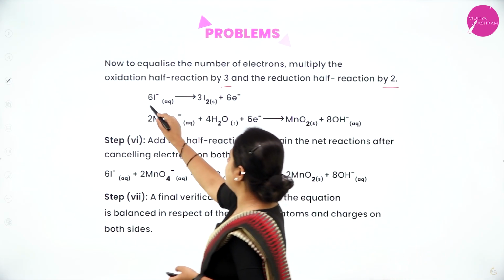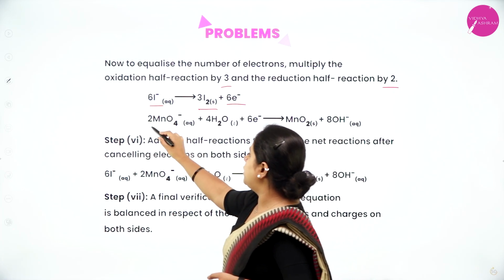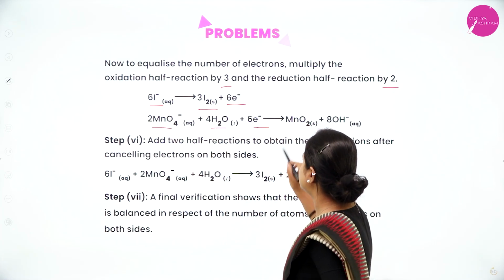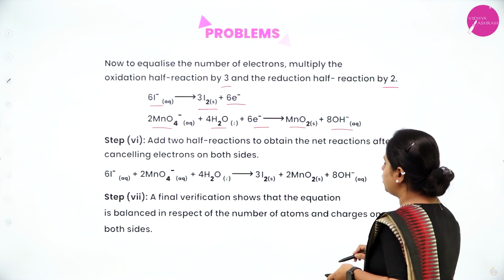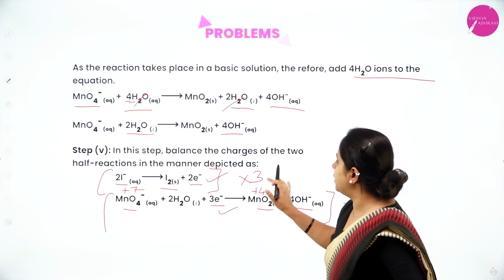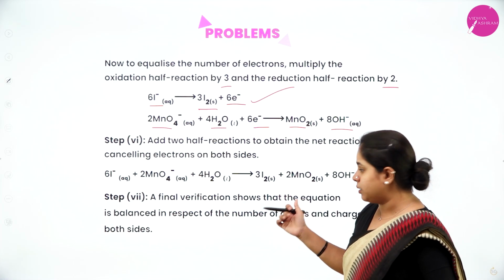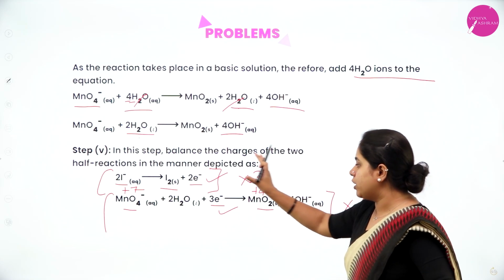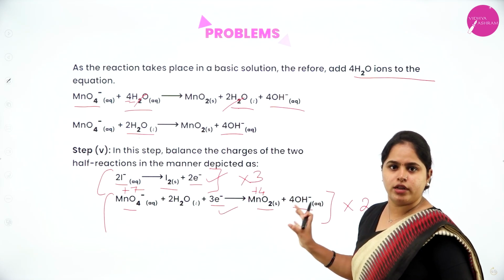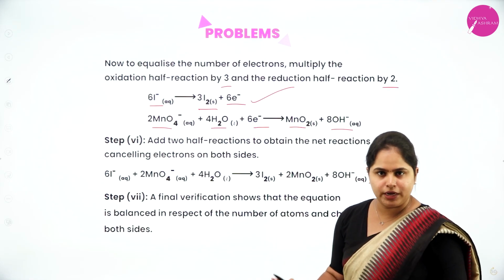So it becomes 6I⁻ gives 3I2 plus 6 electrons, and 2MnO4⁻ plus 4H2O plus 6 electrons gives 2MnO2 and 8OH⁻. So it's this what I have explained. This reaction if you multiply by 3 you are going to get this one. And this reaction if you are going to multiply by 2, that means each of the reactants and products you are going to multiply by this number. So you are going to get this. So I hope it is clear.